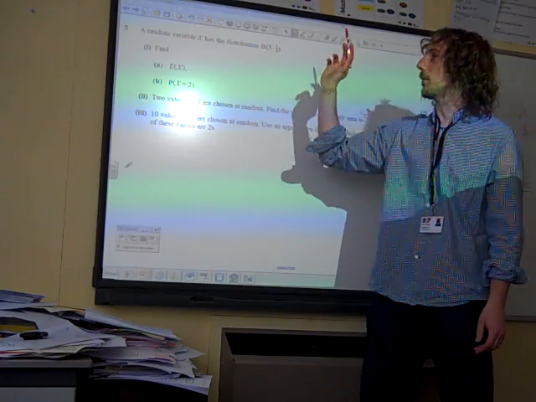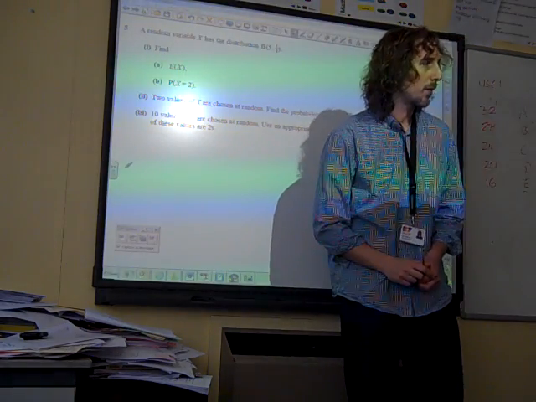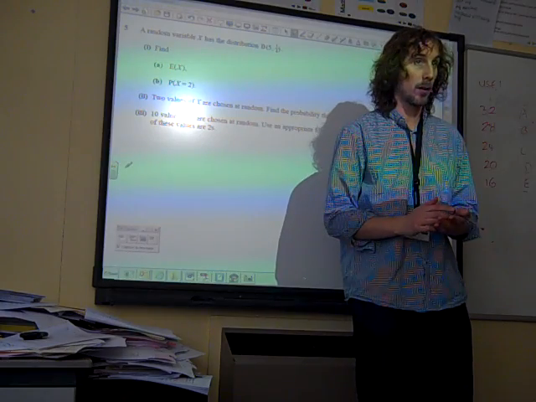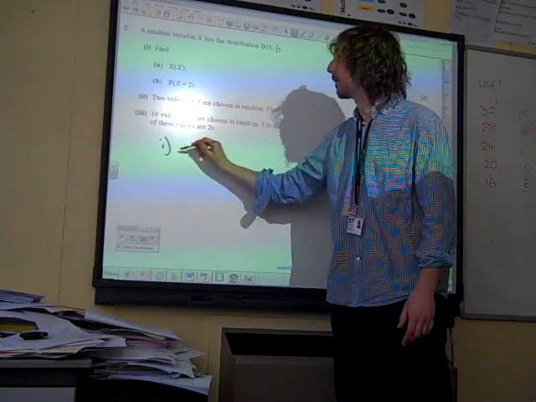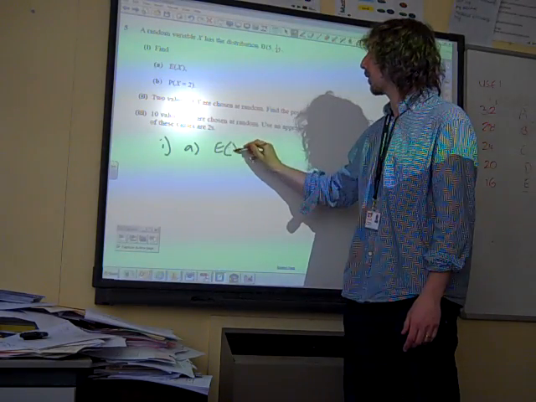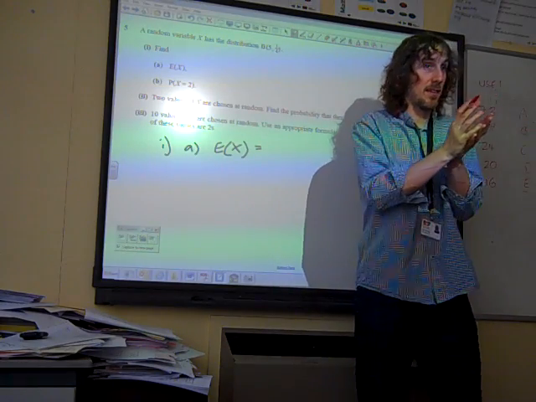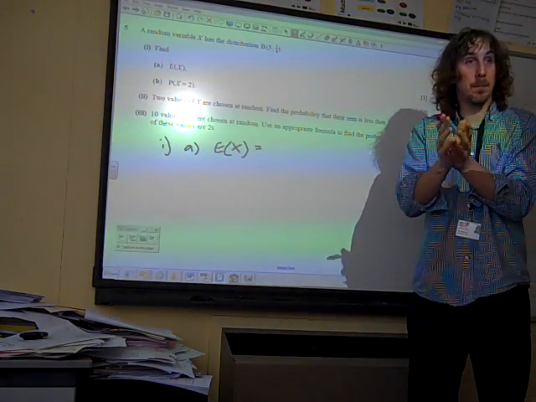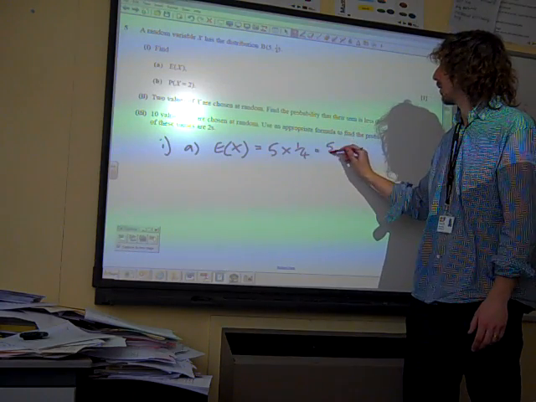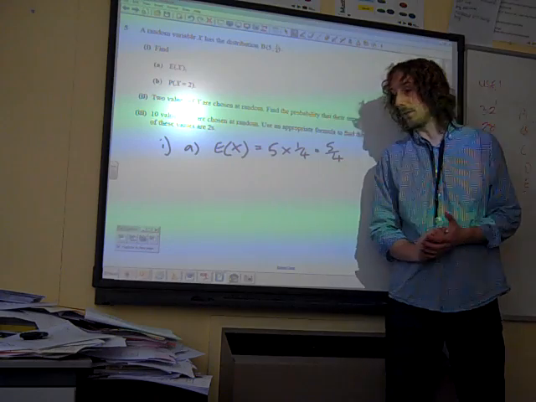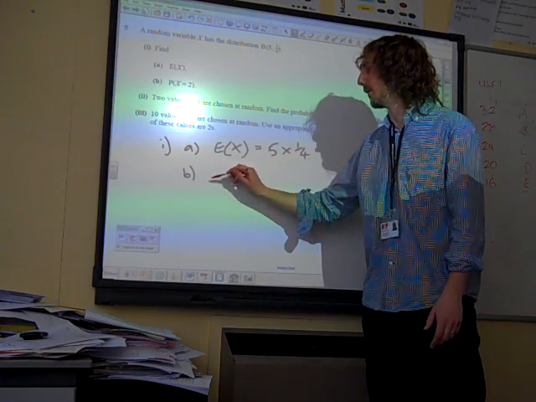Right. Question 5. A random variable x has the distribution B(5, a quarter). That means there are 5 trials and the probability of success in each one is a quarter. Find E(x). Well, we just need to look up the formula booklet, in that little table, it says E(x), the expectation of x, is np. It's just 5 times a quarter. So we get 5 over 4 as our expectation of x. That's a bit of a gift.